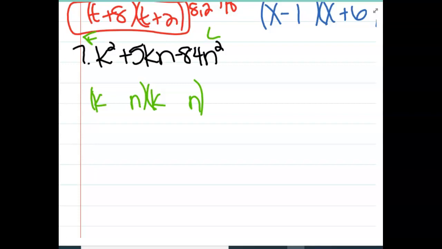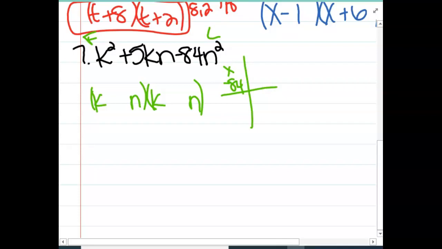Everything else is still the same, because look at this. Your middle term is going to be a kn and a kn. When you combine a kn and a kn, you're going to get a 5kn. So they're going to multiply to give me negative 84n squared, and they're going to add to give me 5kn.